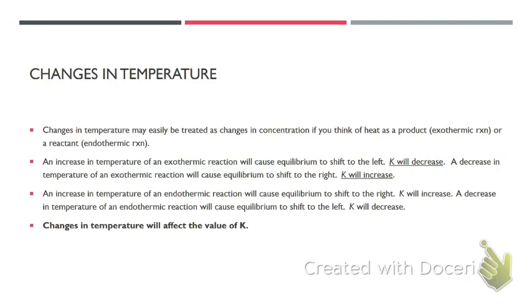So then you have to know, if it's exothermic, where do we put heat? As a product. Okay? If it's endothermic, where do I put heat? As a reactant. And then treat it kind of like concentration. Like if I'm adding something to it, it's going to shift away from it. If I'm removing something, it's going to shift towards it. And then it becomes a lot easier to remember, oh, yeah, so, okay. Changes in temperature will affect K.